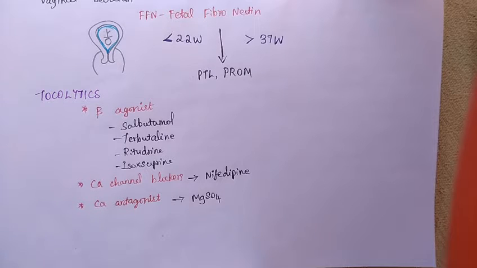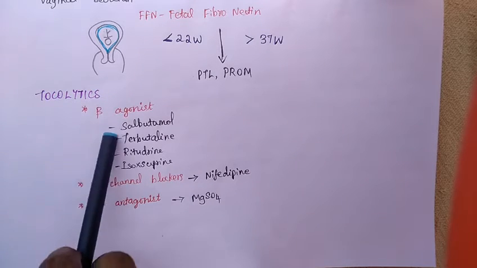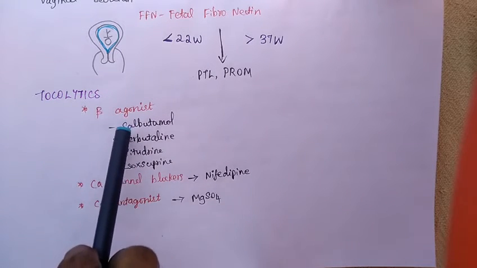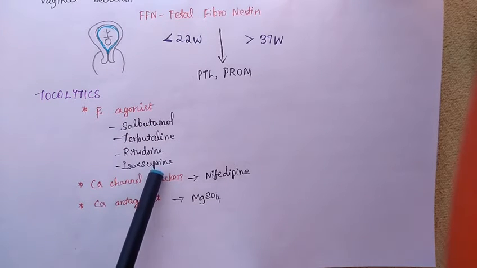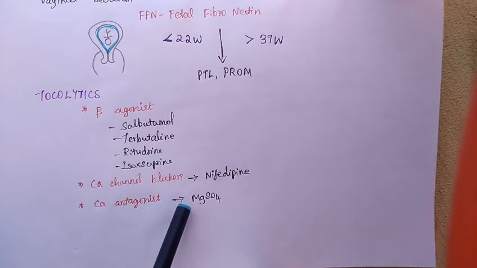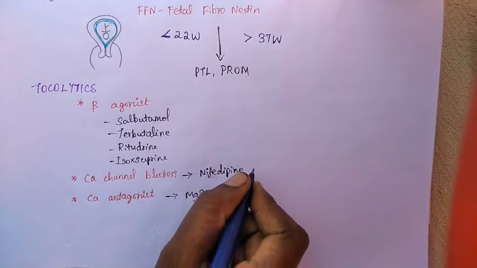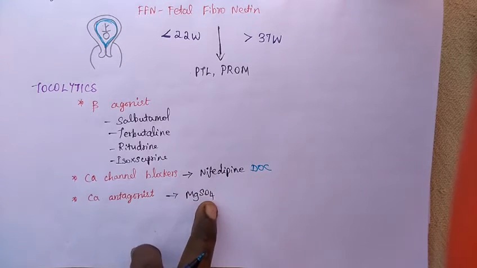When you have diagnosed preterm labor, what tocolytics should be given? These are the tocolytics: beta agonists like salbutamol, terbutaline, ritodrine, isoxsuprine, and you can give calcium channel blockers, nifedipine, and a calcium antagonist, that is magnesium sulfate. The calcium channel blocker nifedipine is the drug of choice. But you can give magnesium sulfate.